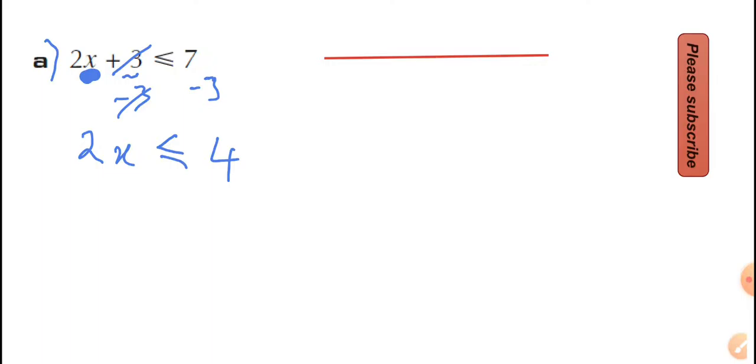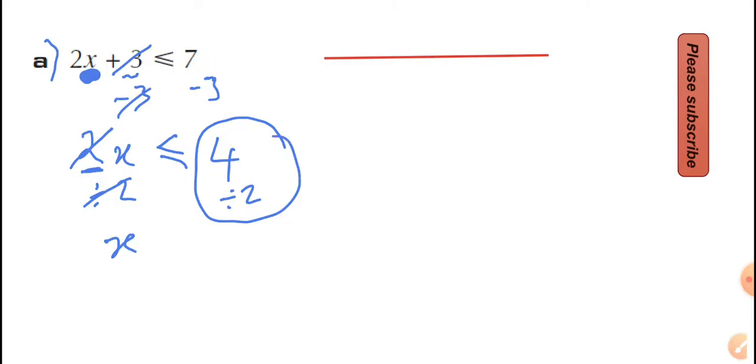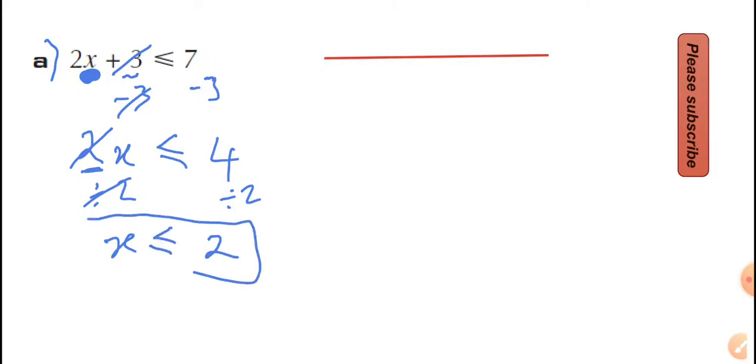Now, to get the x on its own, we have to get rid of this times 2 here. To do that, we have to divide by 2 here, and divide by 2 here. On the left hand side, the times 2 and the divide 2 cancel out, leaving us with just x. On the right hand side, 4 divided by 2 is just 2. And then we just copy the sign down. So x has to be equal to or less than 2.